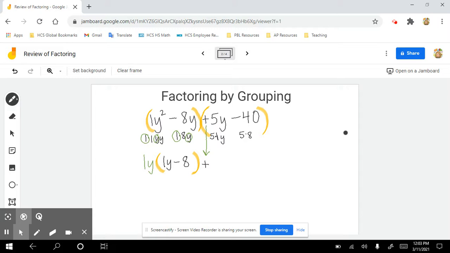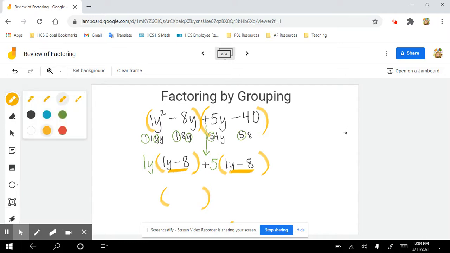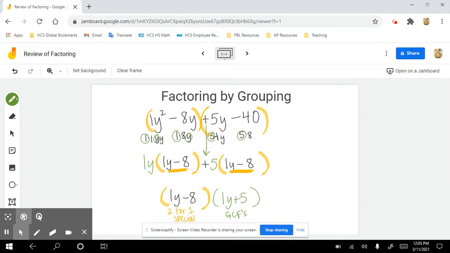Whatever symbol this third term is will drop down, and now we're going to pull our GCF, which looks to be a 5 in common. And we leave what remains, which is 1y minus an 8. Notice that 1y minus 8 is in common. This is what we call the 2-for-1 special. And then we have our GCFs coming in after that. So your 2-for-1 special gets pulled out in front, and then your GCFs get the second parenthesis, the 1y plus 5 from the front. All right, now we're moving into trinomials, 3 terms.